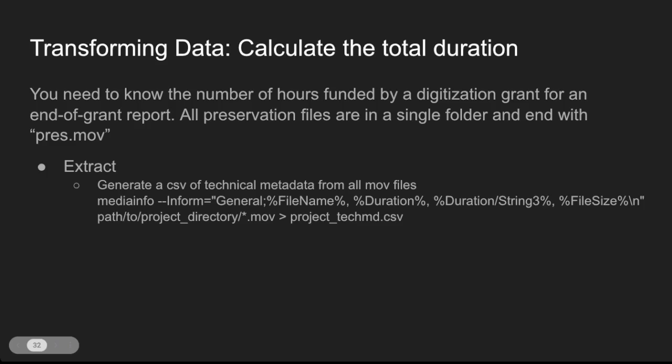I'm going to tell you to look at all files in the project directory that end with MOV. So this command looks through all the MOV files and generates a report. It actually exports that as a CSV, and so we redirect the output to a file that we call project_techmd.csv. So this thing has the information that we need, but it doesn't have it summarized. It hasn't actually added together those durations.